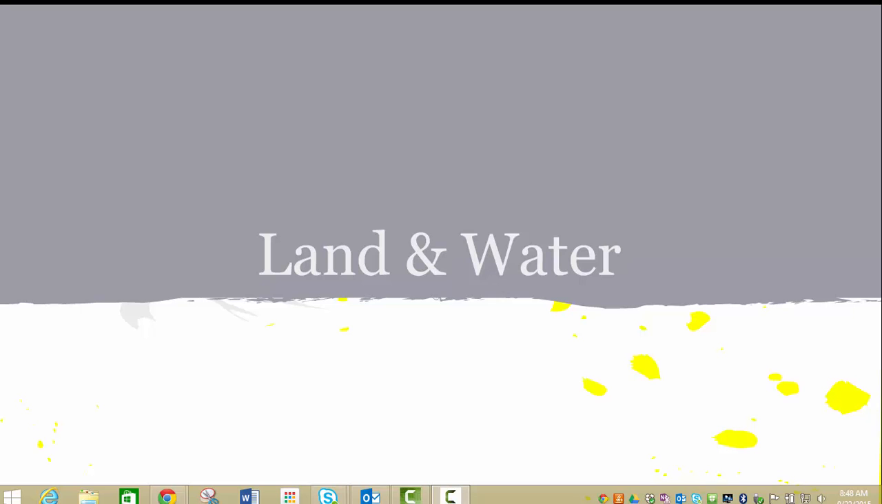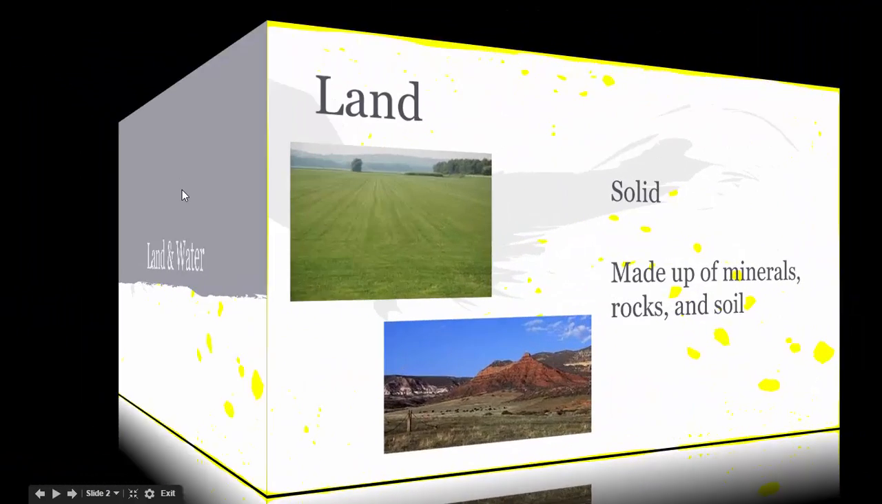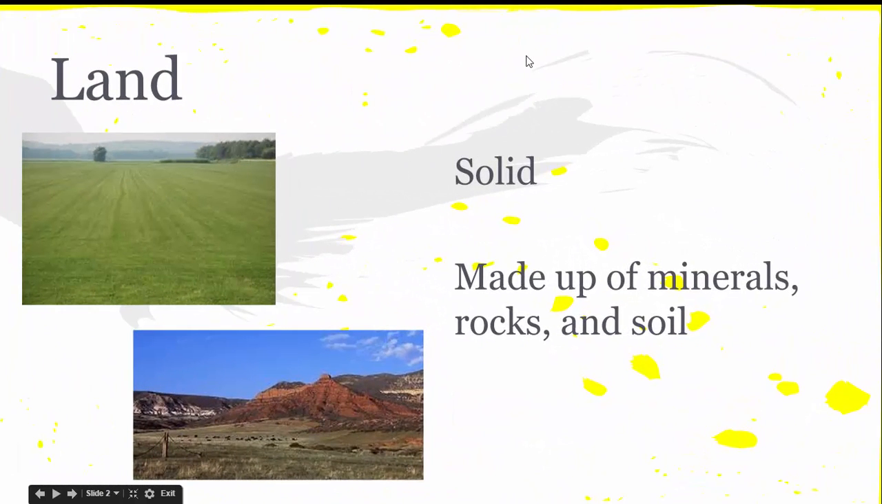In this lesson, we're going to learn about land and water. Land. Land is solid. It is made up of minerals, rocks, and soil.